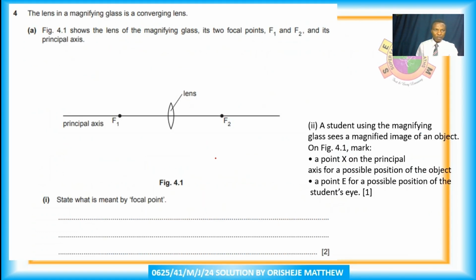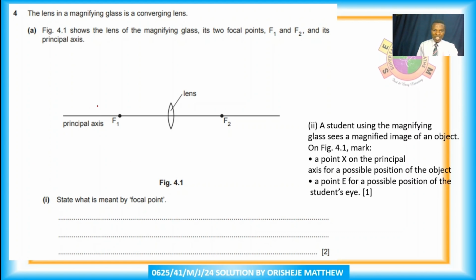Question 4. The lens is a magnifying glass. Figure 4.1 shows the lens of a magnifying glass and its two focal points, F1 and F2, and its principal axis, that is a line that passes through the middle of the lens. Now state what is meant by focal point.